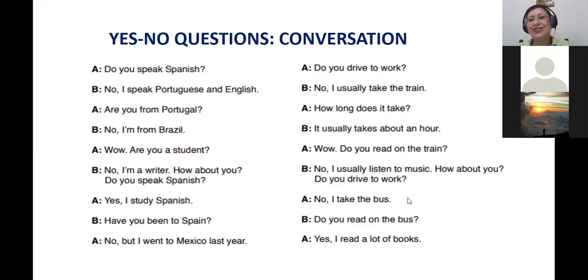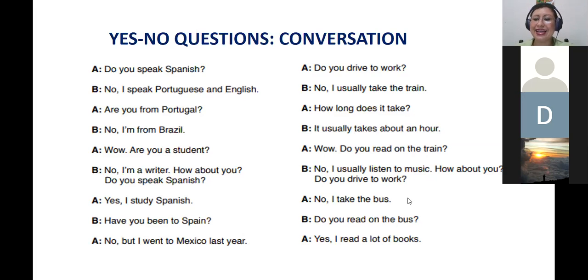Okay, we have 17 participants back. So I would like to ask you, which team would like to participate with the first conversation? ¿A qué equipo le gustaría presentarnos la primera conversación? A nosotros. Okay, please. Adelante. Please go ahead.